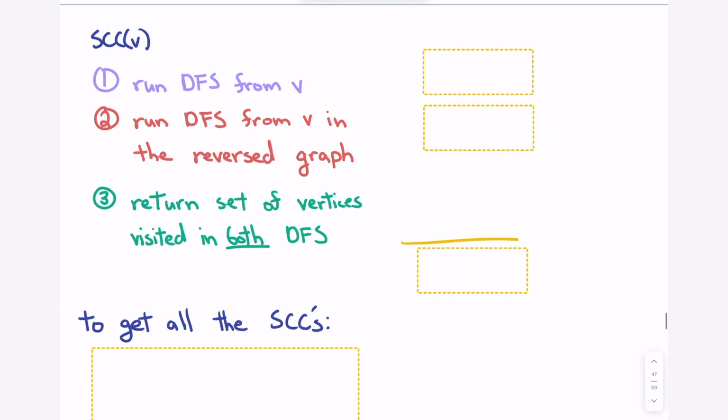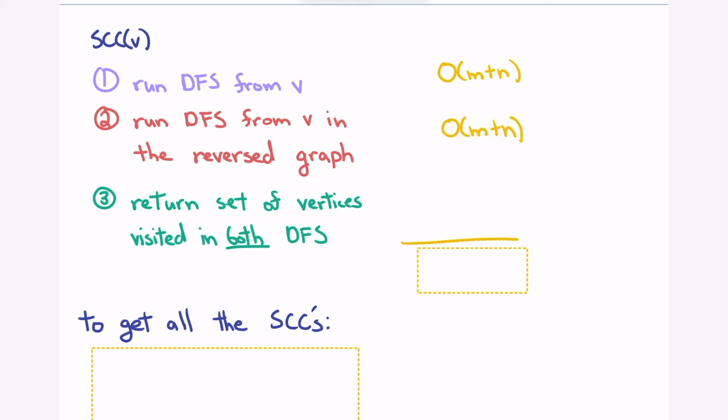All right, so we already went over this, right? If I run DFS from V, that's m plus n. In the reverse graph, m plus n. I didn't even write the running time for both because I didn't think much of it. Altogether, it's m plus n. Okay? But it is true, it's non-trivial.